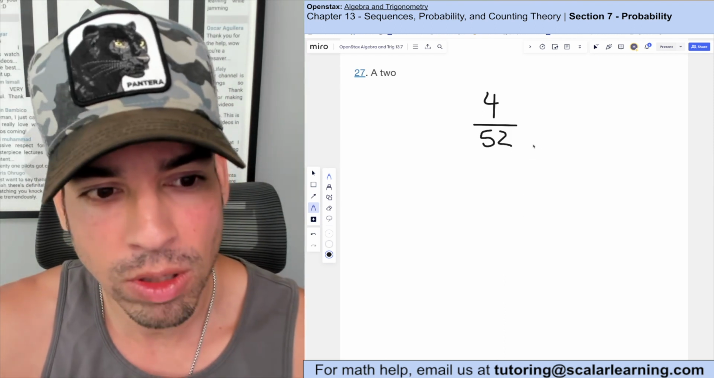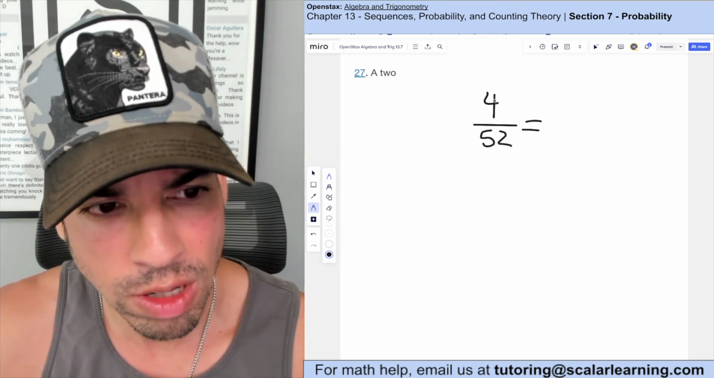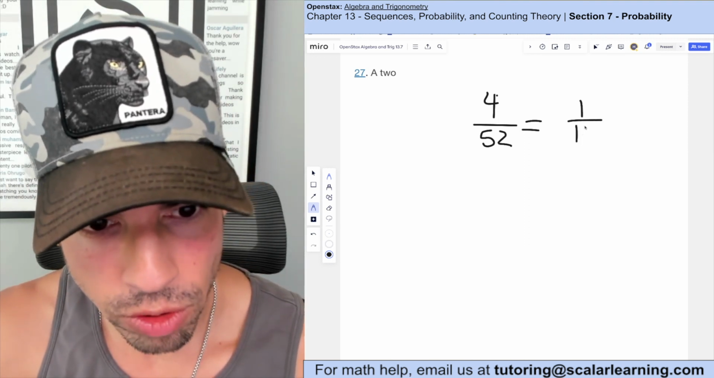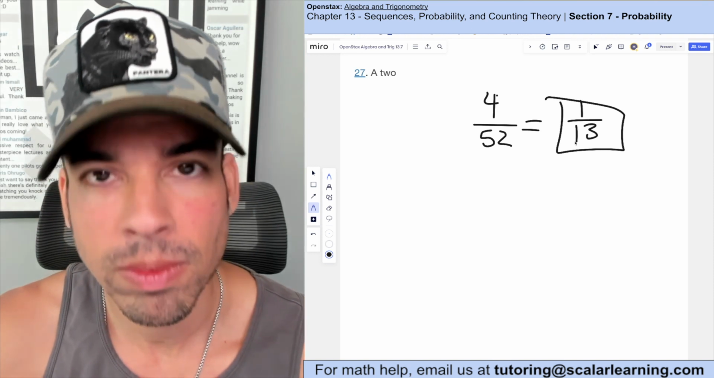And there's our probability. The only thing we might want to do is reduce it by dividing top and bottom by 4, just like a fraction. So that reduces to 1 out of 13. That's the winner. Boom, done.